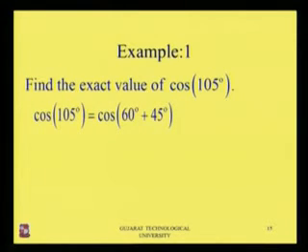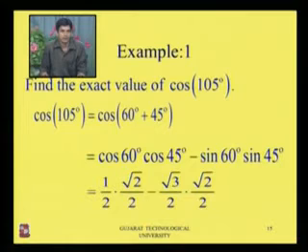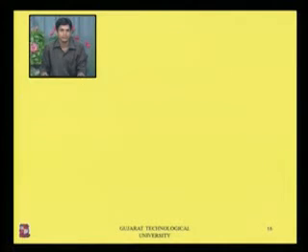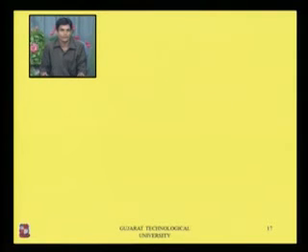Cos 105 degree can be written as cos of 60 plus 45. Then apply addition formula, cos 60 cos 45 minus sin 60 sin 45. Value of cos 60 is 1 by 2 and cos 45 is 1 by root 2, that is root 2 by 4, minus sin 60 is root 3 by 2 and sin 45 is 1 by root 2, that is root 6 by 4. So answer is root 2 minus root 6 by 4. That is the exact value of cos 105 degree. Without using calculator, one can find that value.